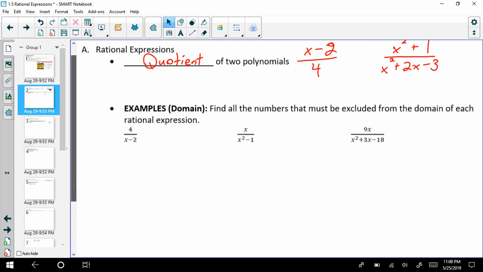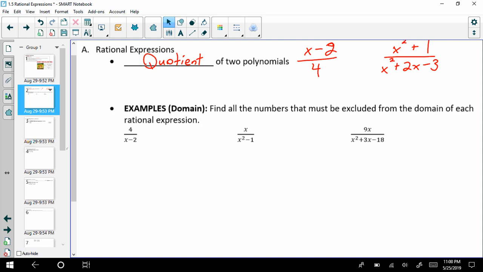So notice, especially on this second one here, if I have variables in the denominator, that's a scary thing in the math world because I don't want the denominator to come out to 0. I cannot divide something by 0. 0 cannot go into a number. So anytime we have variables in the denominator, we will often talk about what x cannot be, or how do we avoid getting 0 in the denominator.